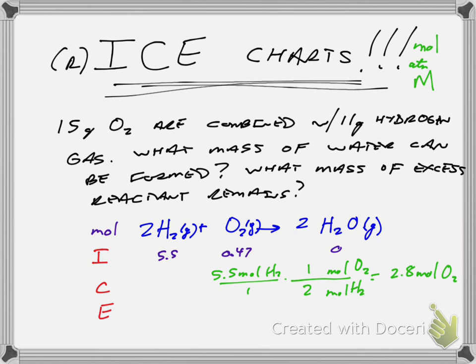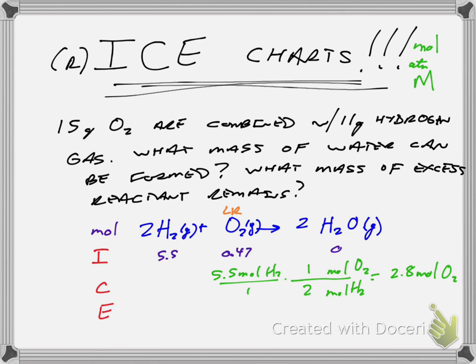Now, right away, I can tell who's limiting, because in order for the hydrogen to completely react, I need 2.8 moles of oxygen, and I've already indicated that I only have 0.47 moles of oxygen. And so right away, I know that oxygen is the limiting reactant, and so I'm going to write that above oxygen in my ice chart to remind myself that that's the limiting.